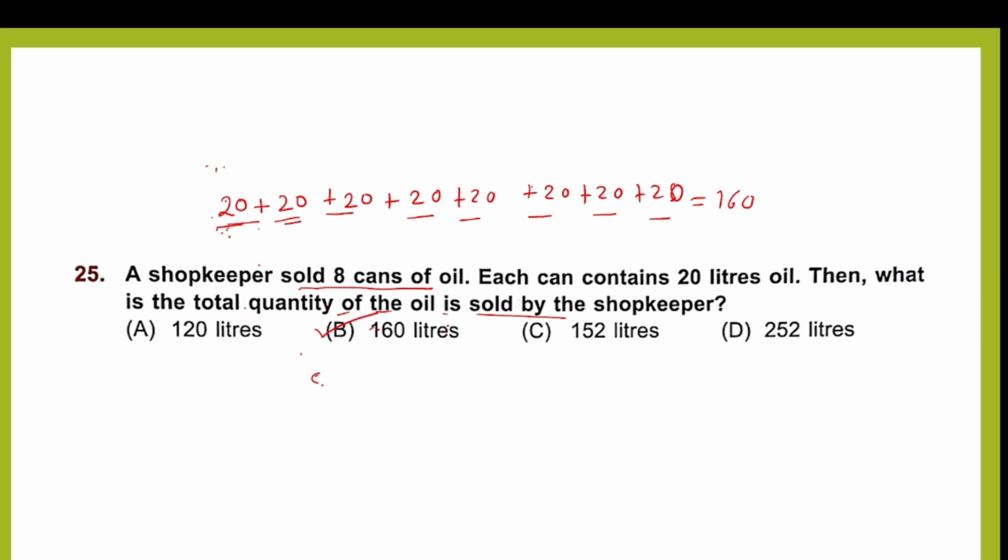This problem can also be solved another way. We have 8 cans and in each can there are 20 liters of oil. So we can do the multiplication 8 into 20. So 8 into 0 is 0 and 8 into 2 is 16, that is 160 liters. So we can also find the answer like this.